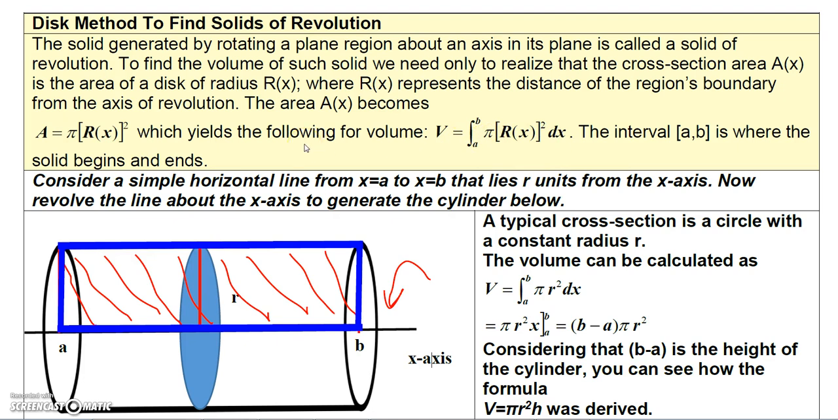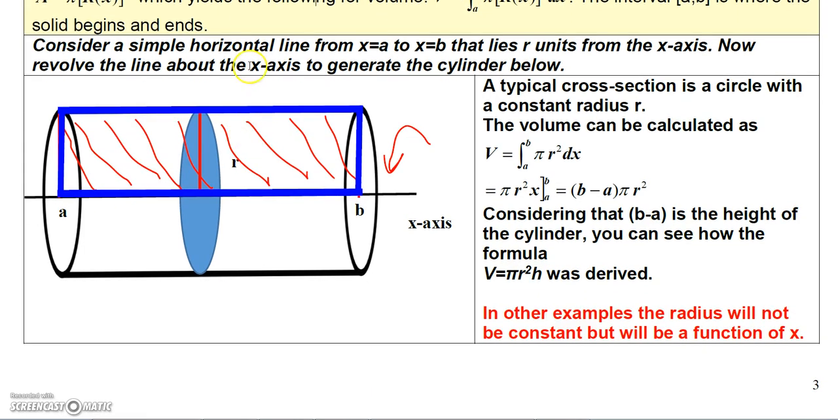Okay, so let me just give you an example here. Suppose we take a horizontal line. So let's say right here, see the line right there? That's the horizontal line I'm talking about. So suppose we take that horizontal line from x equals a over here to x equals b over here, and that line is going to lie r units from the x-axis. And we're going to revolve the line about the x-axis to generate the cylinder.